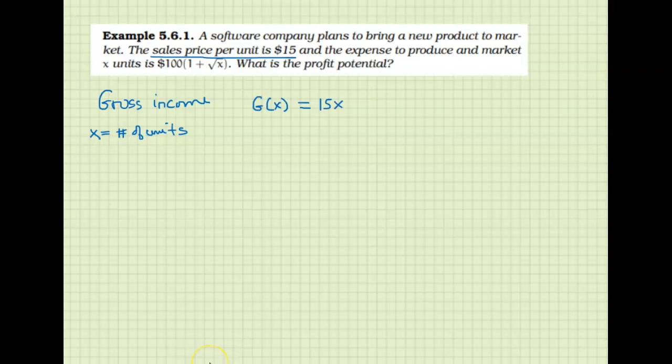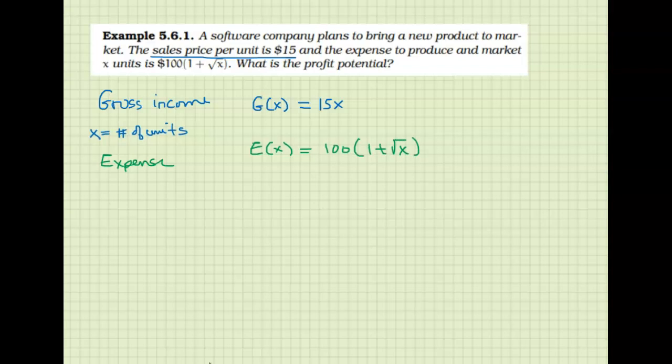Now the other function that you're interested in is the cost, the expense. So the expense to produce and market. Let's call it expense. That's the outgoings of the company. So we're going to have another function u of x, which is 100 times 1 plus square root of x. So we have two different functions.